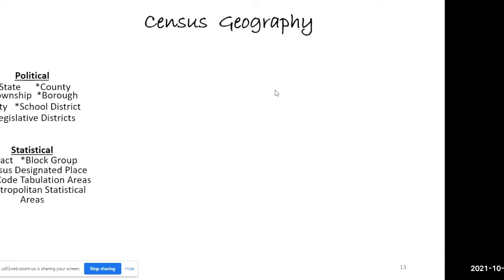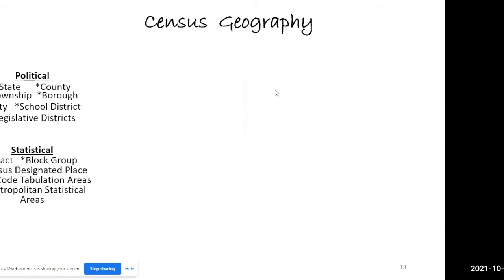Even school districts and legislative districts, we consider them political geographies. But then there are also geographies that the Census Bureau uses, and some of them actually come from the Office of Management and Budget. That would be the metropolitan statistical areas. These are geographies that people would be interested in, but they're not political geographies.